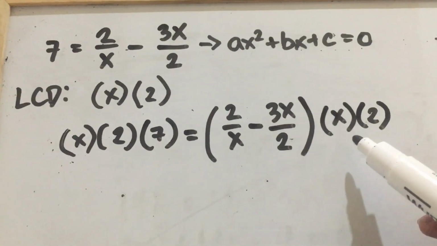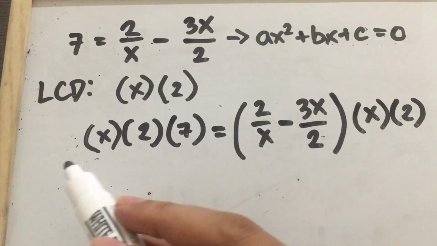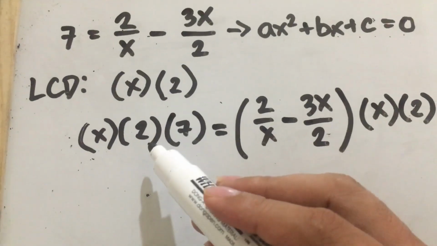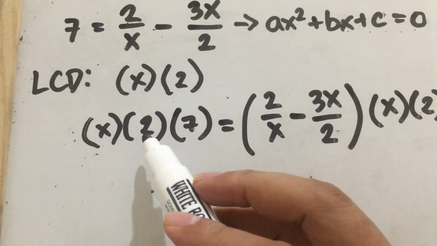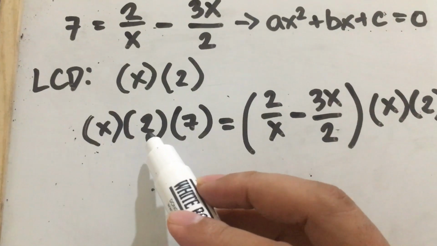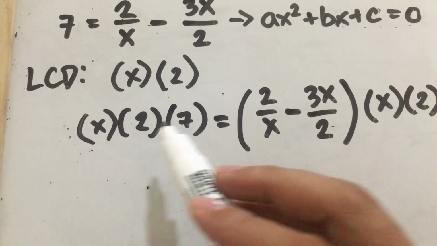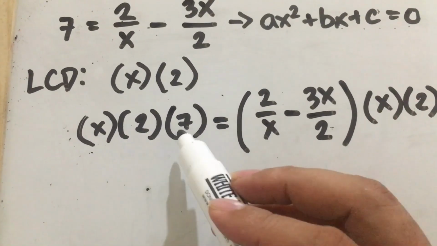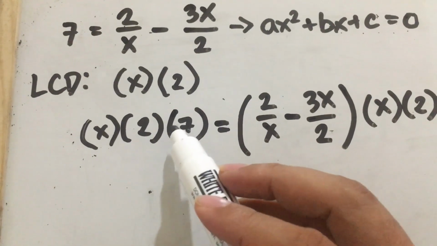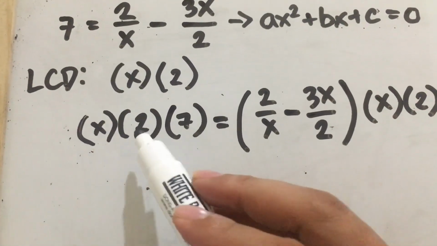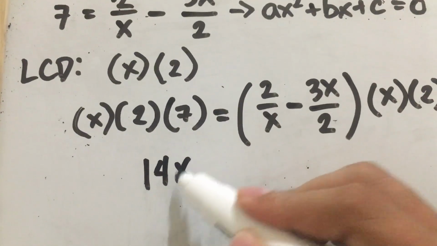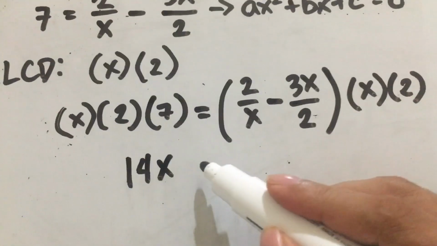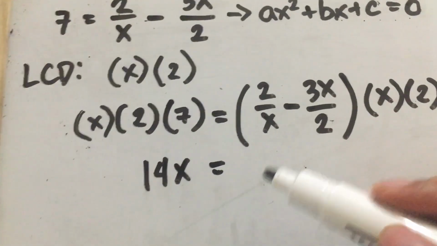At this point, we will need to simplify first the left side. You multiply the constants first. What are the constants? We have 2 and 7. So you multiply 2 and 7. 2 times 7 is equal to 14. And then, the next step, you multiply it to the variable. So 14 times x is equal to 14x. Equals, copy the equal sign.